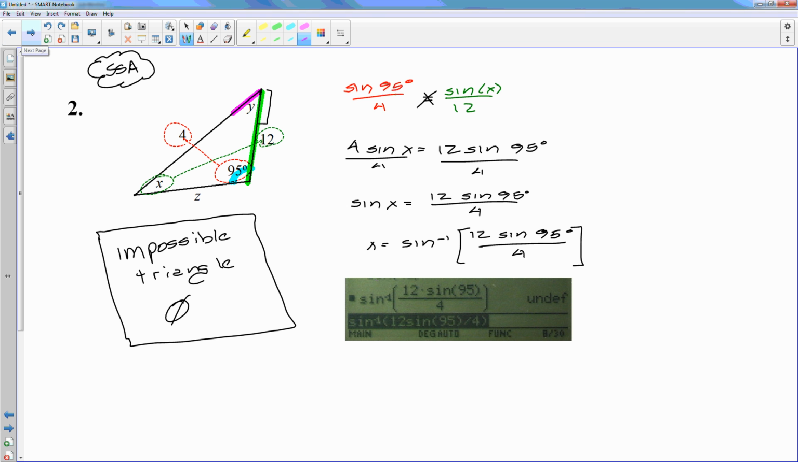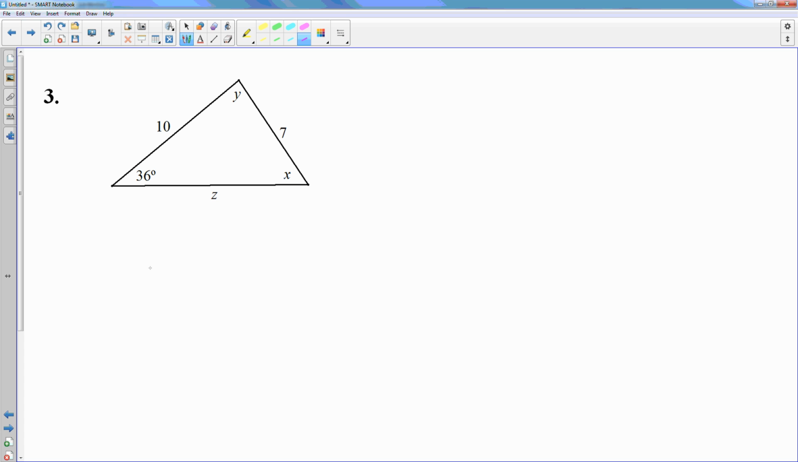The next one, and this is the last problem I wanted to do, is this problem. So we're going to set up and solve this one. We will do sine of x over 10 and sine of 36 over 7. Those are the opposite sides. So I'm going to pause this and set it up and get the ball rolling. All right. So there's my setup. I did 36 over 7 and sine x over 10, and I'm about to cross multiply.